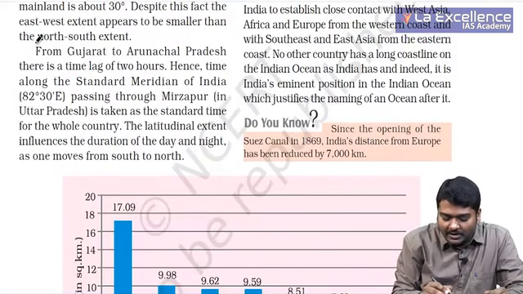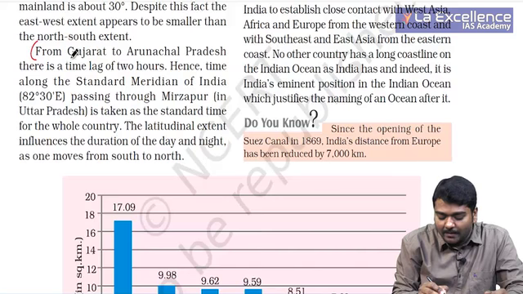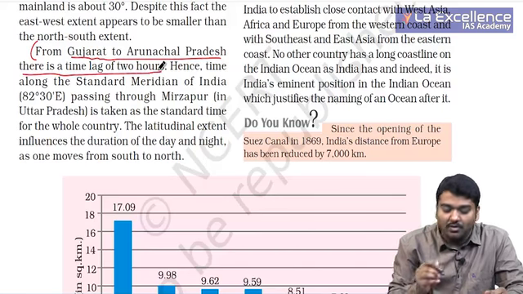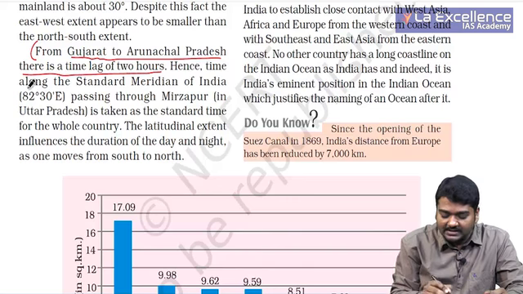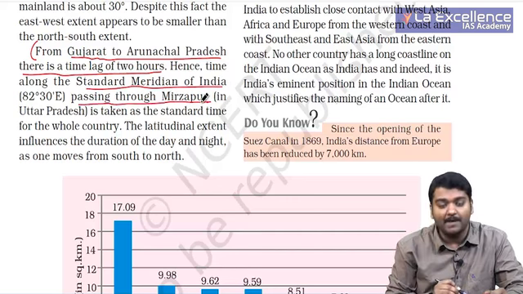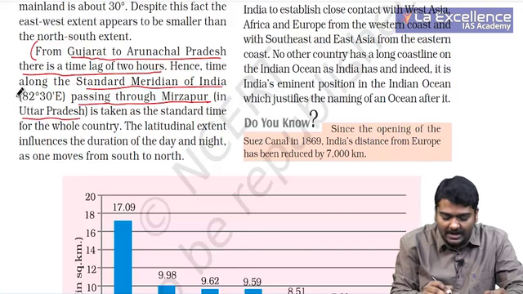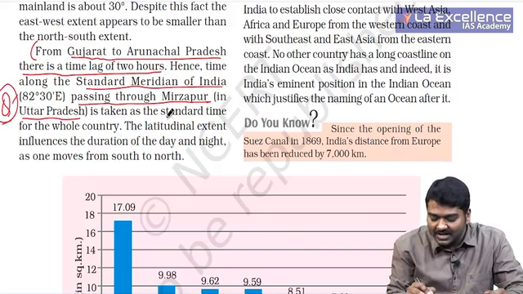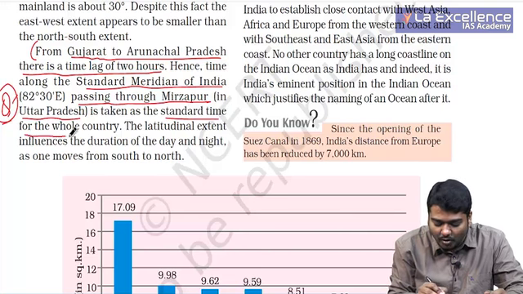And then you have to look at this particular paragraph where they are talking about Gujarat to Arunachal Pradesh. There is a time lag of 2 hours, I told you 30 degree. Hence time along standard meridian of India passing through Mirzapur in UP. This question can be asked. Please be careful. Prelims based factual question is taken as the standard time for the whole country.